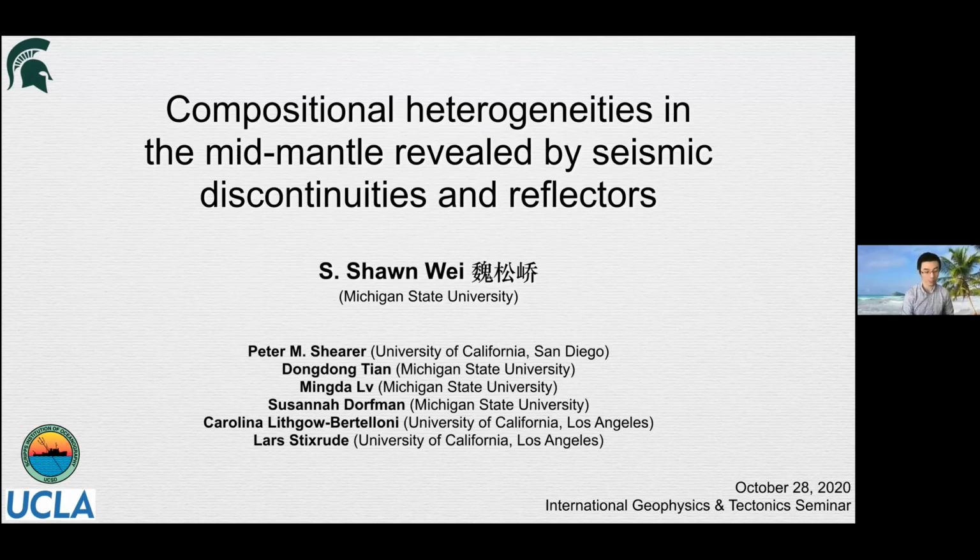As you see, I'm going to talk about compositional heterogeneity in the mid-mantle, mostly revealed by what is essentially the same seismic feature: the velocity and density contrast across the mid-mantle. If it's a more global phenomenon, I would tend to call it a discontinuity. If it's a very localized regional feature, then I call it a seismic reflector.